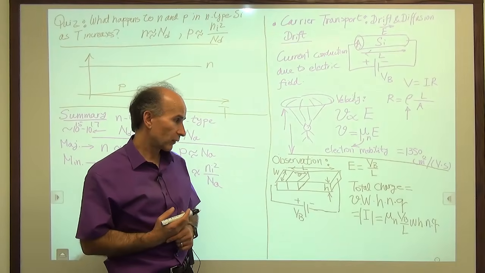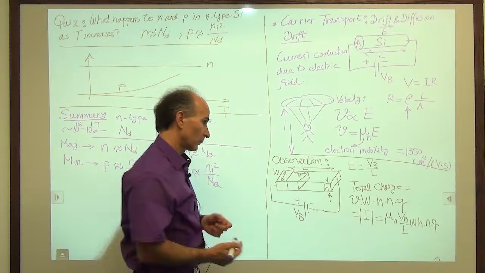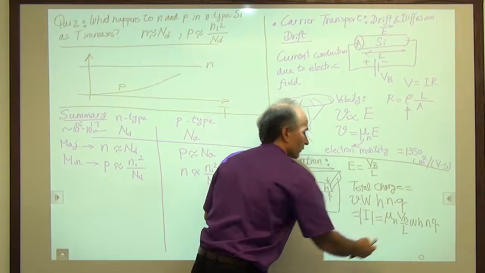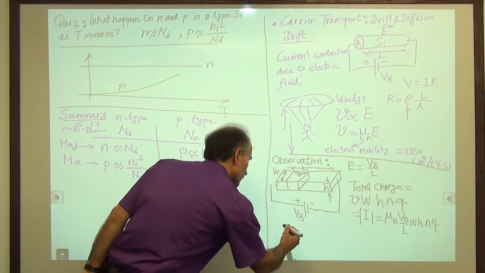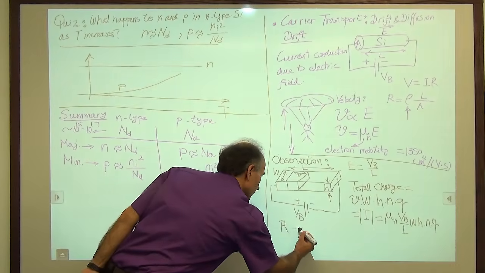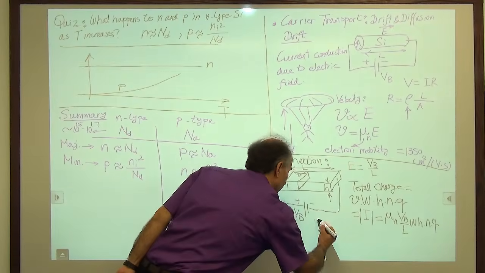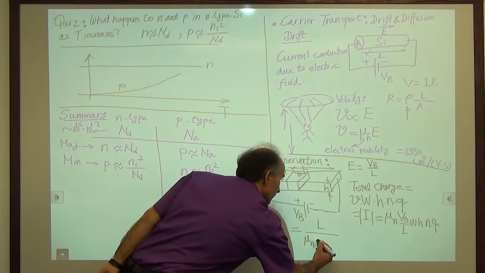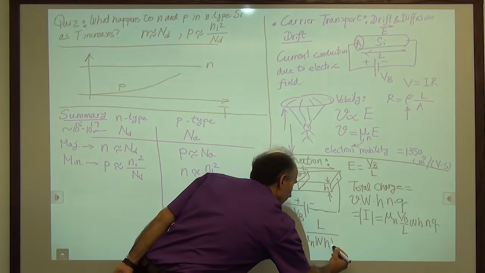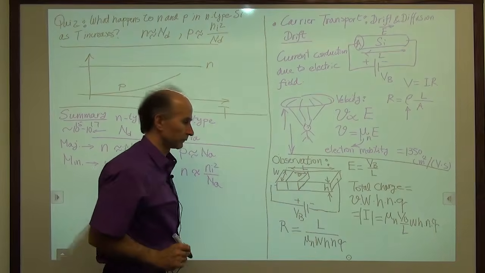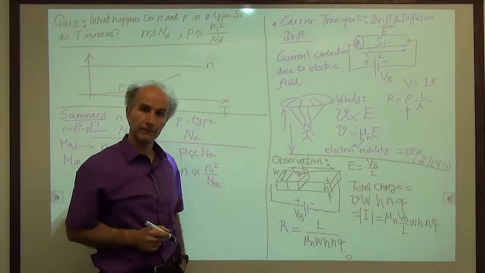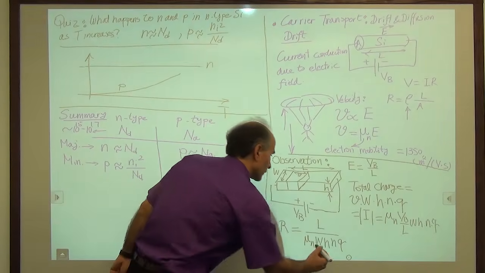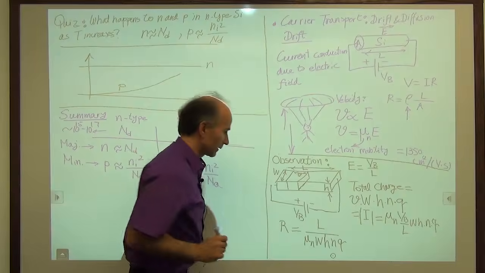Okay, can we find a resistance? Sure, we have a voltage, we have a current, so everything that's multiplied by the voltage is 1 over the resistance. So we can say that the resistance is equal to L over mu n W H N Q. So far so good? Okay. So this is H, that's N.